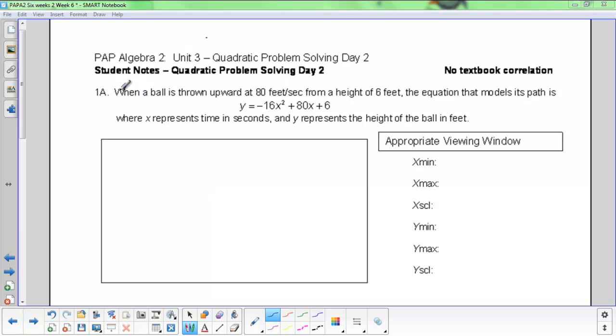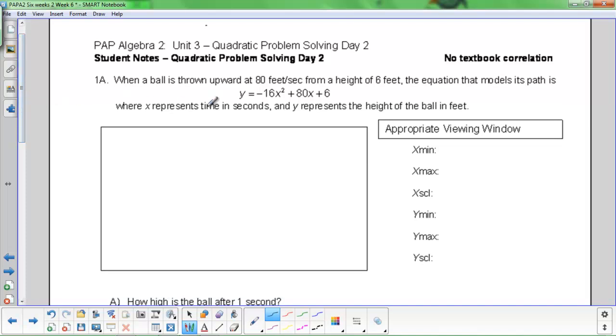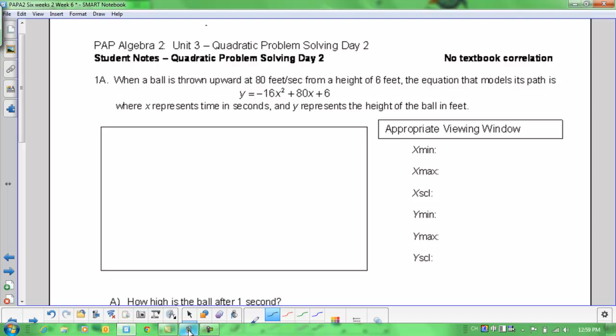Reading question A, we have a ball that's thrown upward from a height of 6 feet. There's an equation that models this path, which is quadratic. All projectiles launched through the air follow a quadratic path. And so what we're going to do here is use the calculator to help us solve a series of questions. The first thing we're going to do is appropriately graph this situation. So in the calculator, type in the equation that you see into y1.